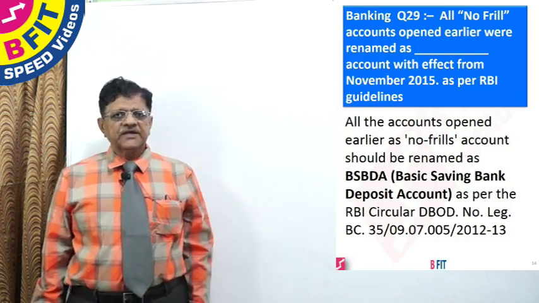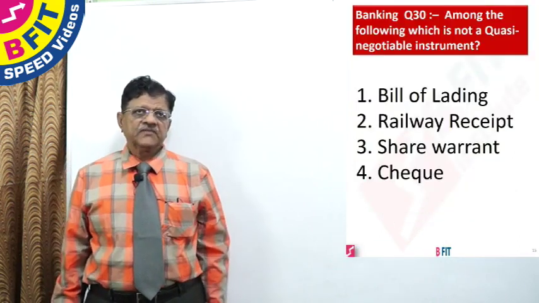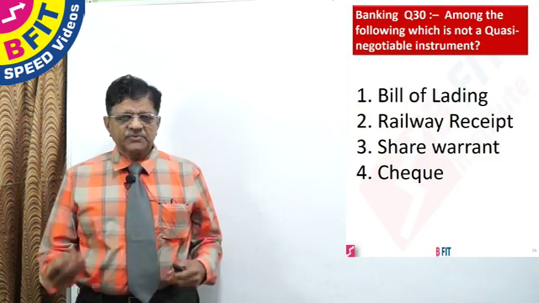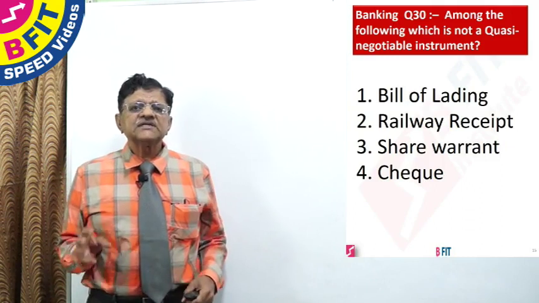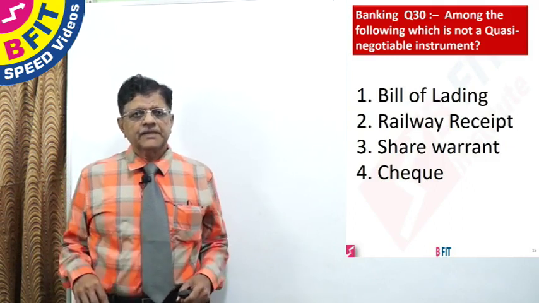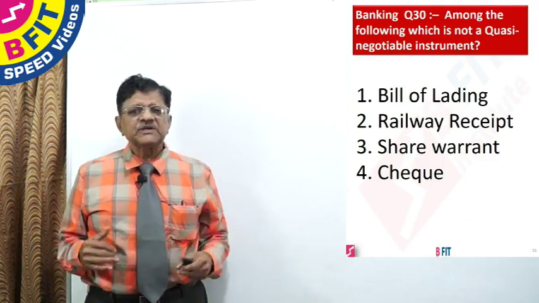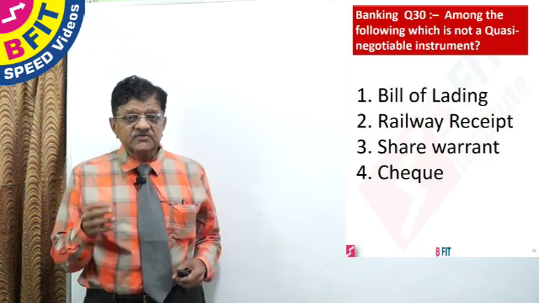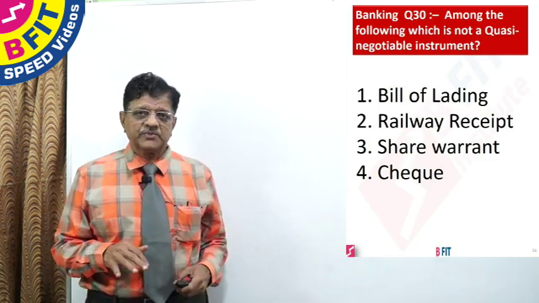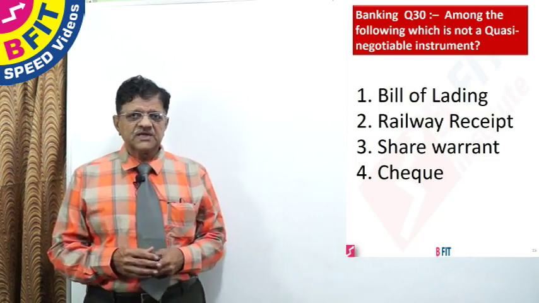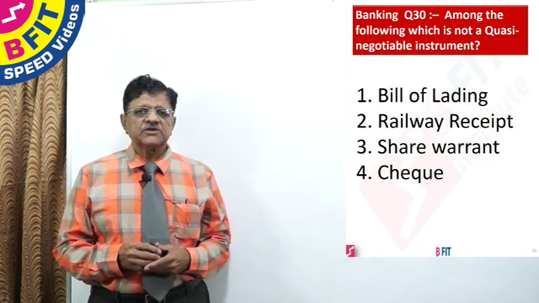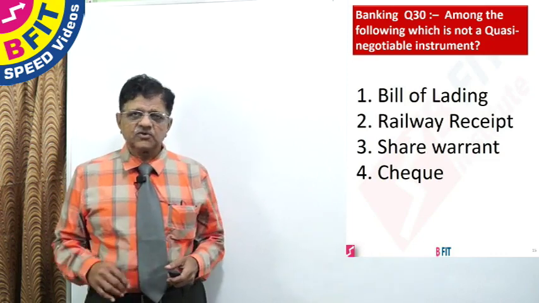Now let us look into the next question. Among the following instruments, 4 instruments are listed. Which is not a quasi-negotiable instrument? The question is asking which is not a quasi-negotiable instrument. That means out of the 4 instruments, 3 are quasi-negotiable instruments. Only 1 is not a quasi-negotiable instrument. What is that? That is the question.